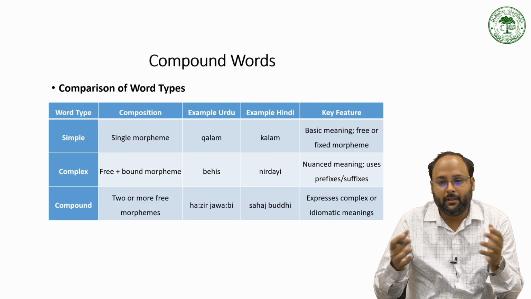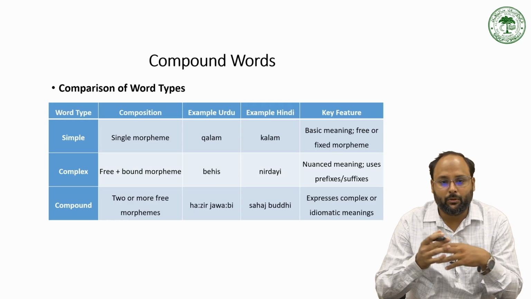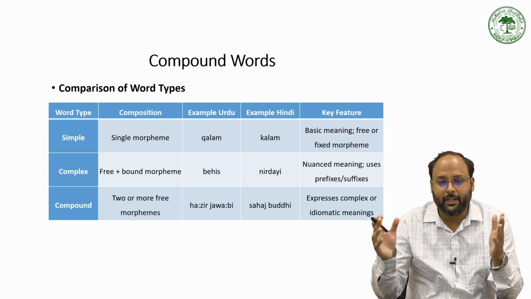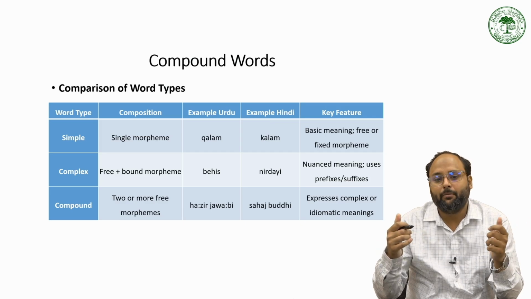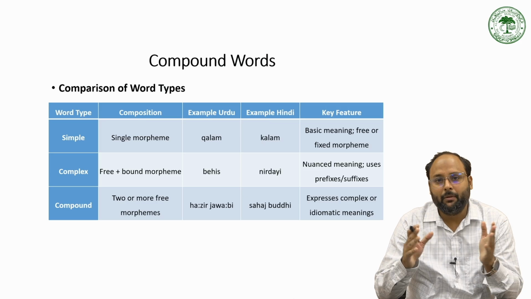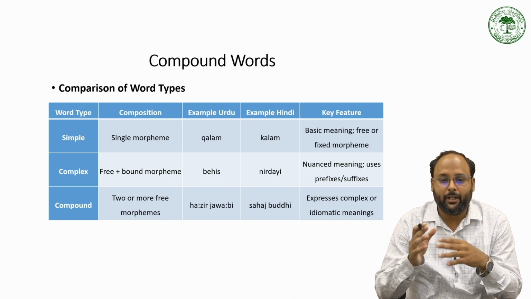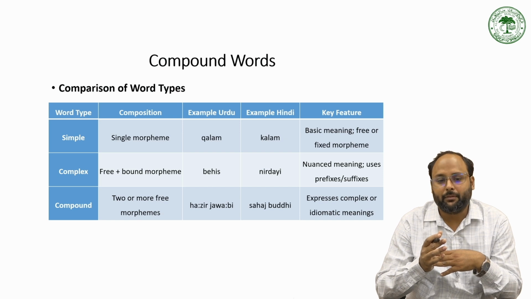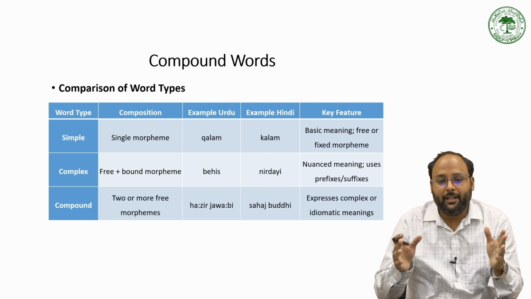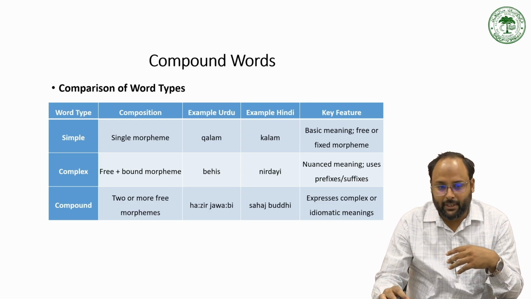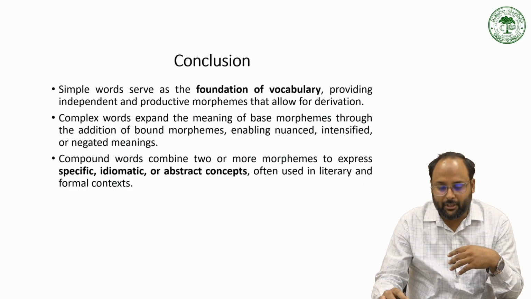So here we can conclude on compound words, with this discussion of word types. We have simple words, complex words, and compound words. In simple words we have only one free morpheme, and in complex words we have one free morpheme and other bound morphemes. So we add one or more bound morphemes to create the complex word. But in compound words we add just two free morphemes, like Hazir Jawabi, and examples from English like blackboard and white house. So that is the difference between the simple word, complex word and compound word.